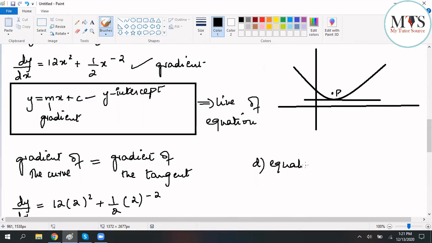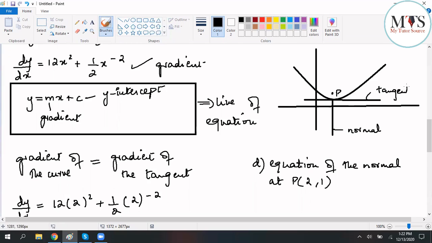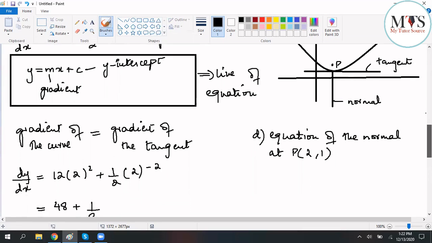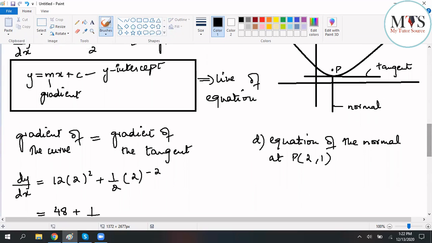Now if they were asking you to find the equation of the normal at the same point. Equation of the normal. Yeah, this is the normal at this point. So now how can we find the equation of the normal? No clue, I don't know.